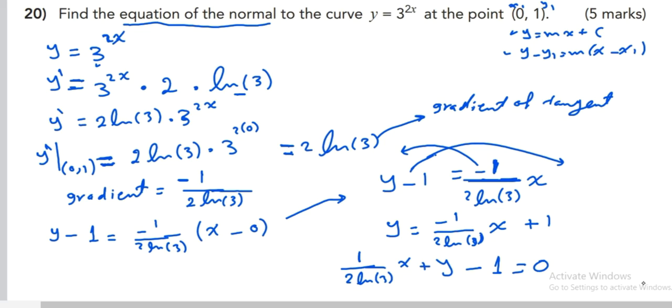And then here we have two forms for the final answer. You can choose any one of them. Pay attention, here we get the gradient in this form, negative 1 over 2 ln 3. It's better to leave it in the same form. Don't write it as a decimal till the final answer. It will be better or more simple to leave it in the same form. Don't write it as decimal.